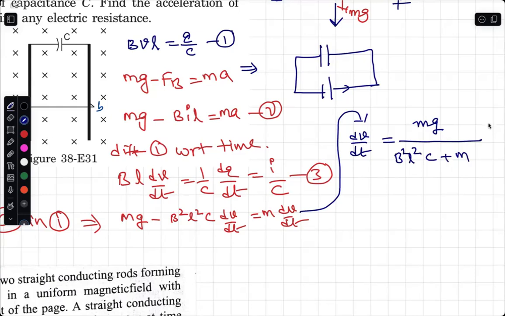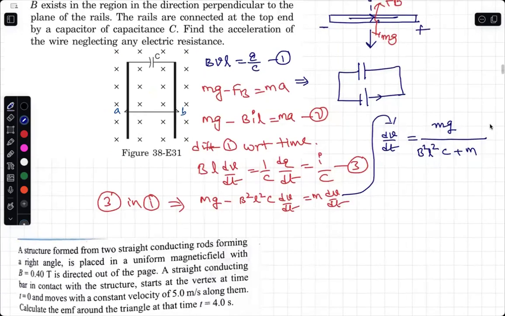What do you want? The same. Find the acceleration of the wire neglecting any electrical resistance. This is the acceleration. Is this constant or variable? Why is it constant? All terms on the right hand side are fixed values. They are all constants. Any doubt in this? Sure? Right.